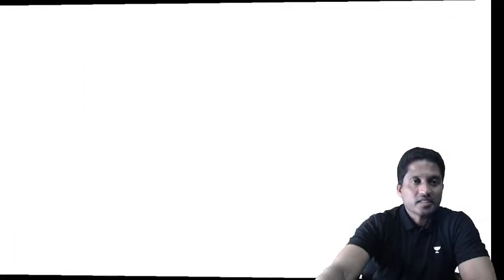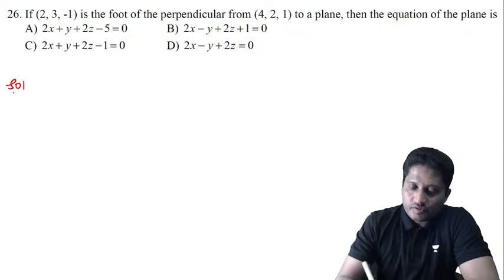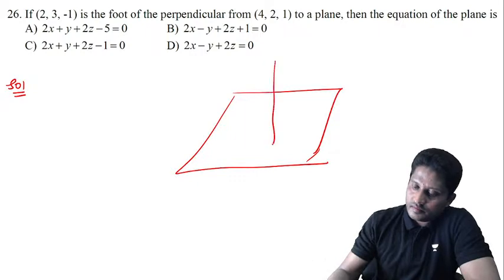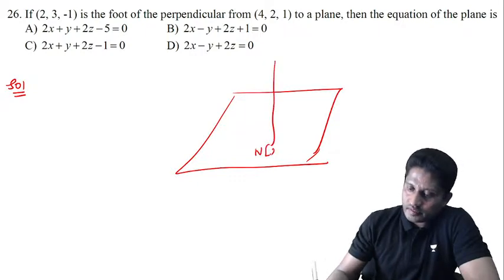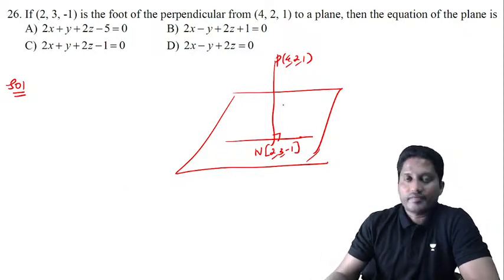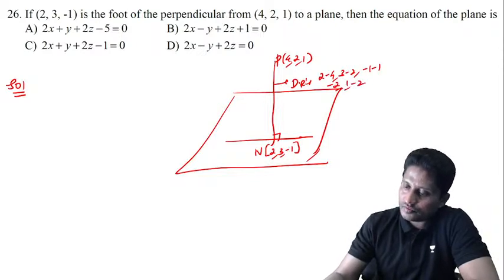Okay, question number 26. If 2, 3, minus 1 is the foot of the perpendicular drawn from the point 4, 2, 1. Foot of the perpendicular means this should be 90 degrees. What is the equation of the plane? What are the DRs of this line joining 2 points? x2 minus x1, y2 minus y1, z2 minus z1. So DRs are minus 2, 1 and minus 2.